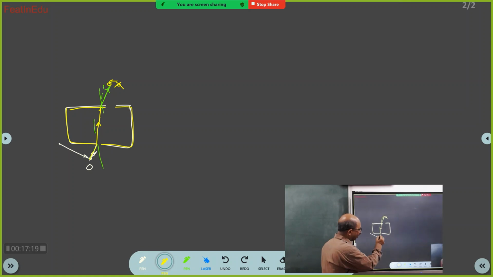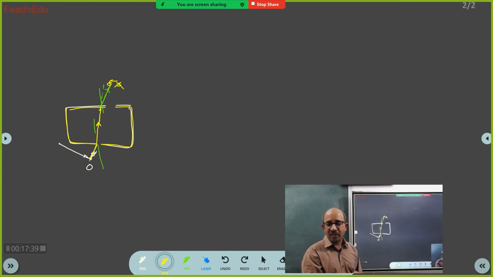Here, did the incident ray shift? No. Listen, did the incident ray shift here? No. Incident ray is the same. What has shifted? The eye. Why did it shift? Because it was not getting the rays at it. Correct.